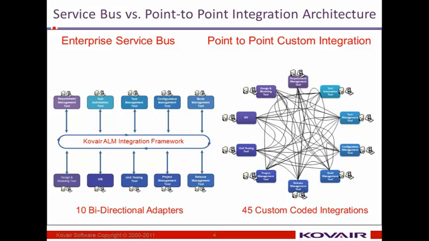When you add the 11th tool, then for point-to-point integration, you have to create 10 different integrations to connect that particular tool with all the other tools. But in case of ESB, you just need one adapter. So that is the kind of substantial savings you can make when you move from point-to-point to enterprise service bus.